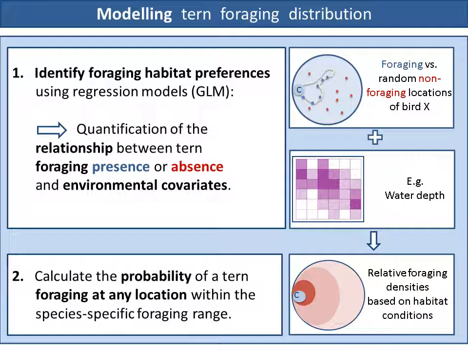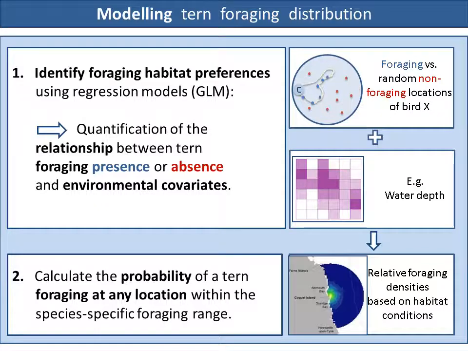So the map on the bottom right shows a simplified example of the kind of output that we might get. And we can turn these probabilities into relative foraging densities. And there's an example output for Arctic terns at Coquet Island again.